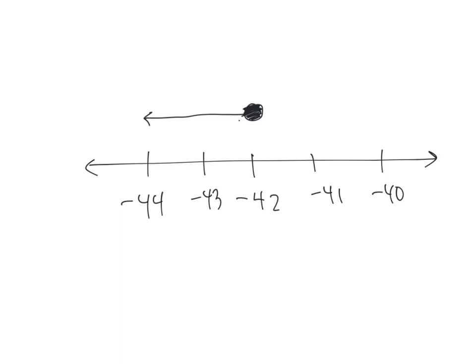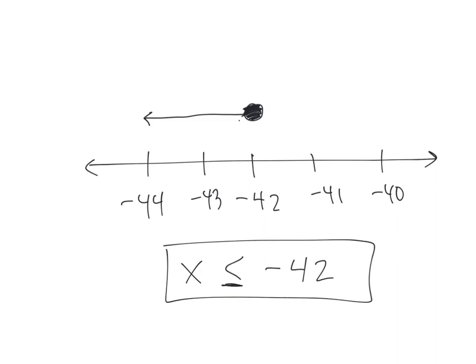So on this one, we were comparing x to negative 42. And I wanted the smaller ones, so less than negative 42. And that closed circle is going to mean that negative 42 works, so less than or equal to negative 42. So hopefully you selected x is less than or equal to negative 42.